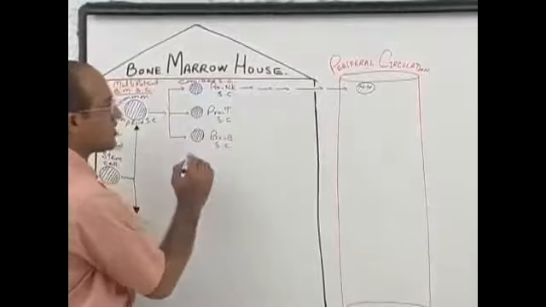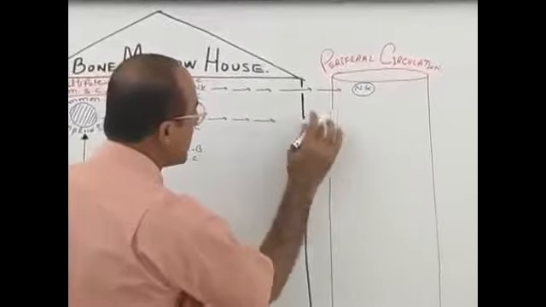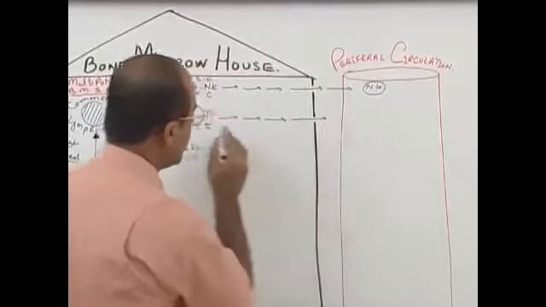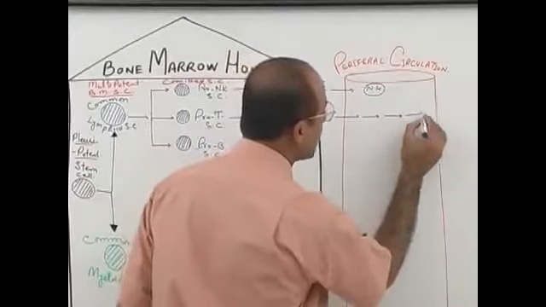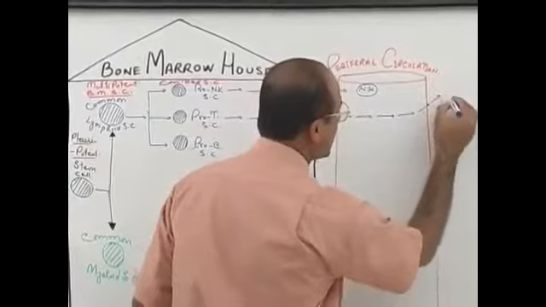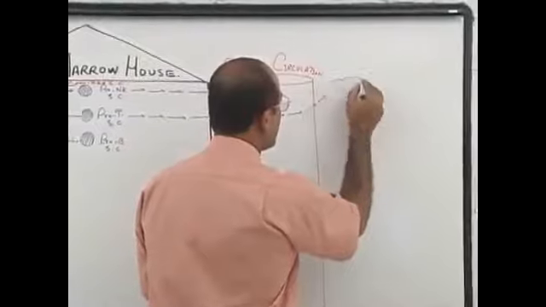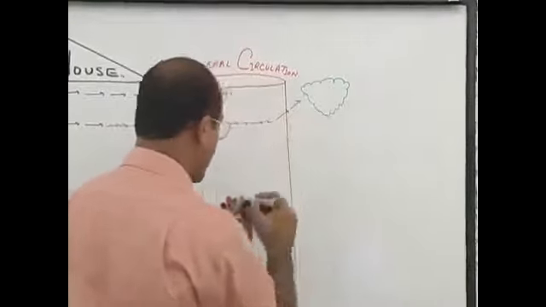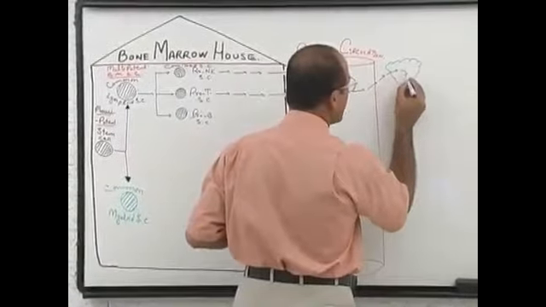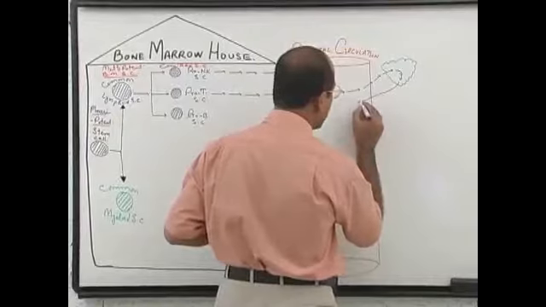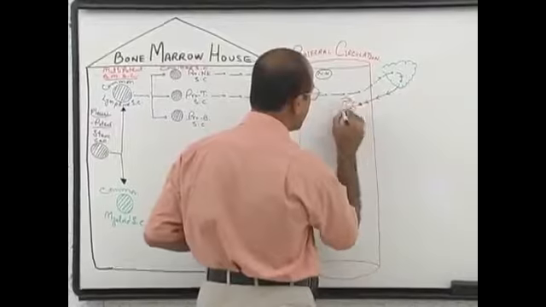Then we come to pro-T cells. Pro-T cells differentiate along the T cell line. Eventually, the premature cells, which are derivatives of pro-T cells, go into peripheral circulation and get matured in the thymus. They are trained in the thymus. So these naive T cells go into the thymus, and in the thymus they are trained, and after maturity they come back into circulation, and now they are T lymphocytes.